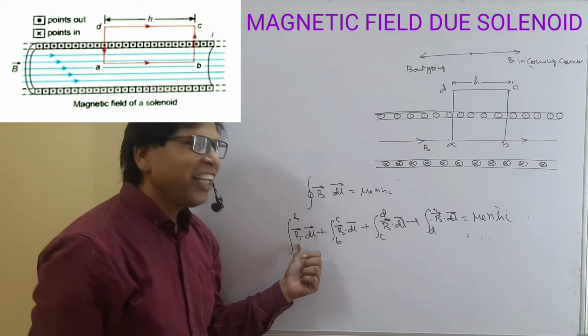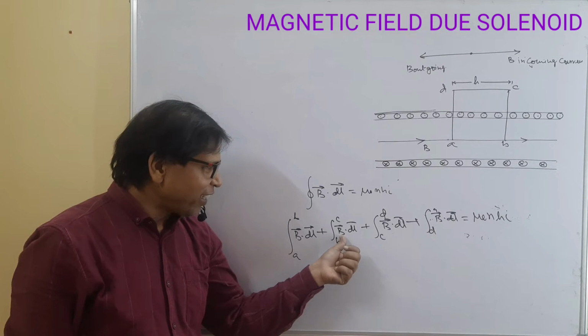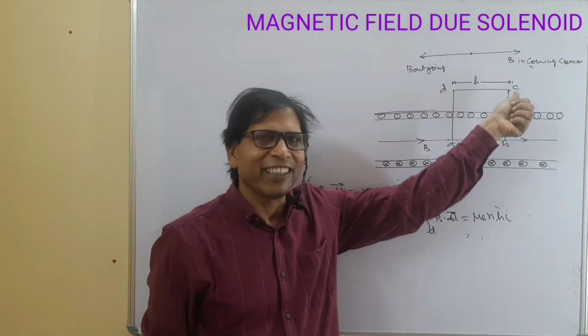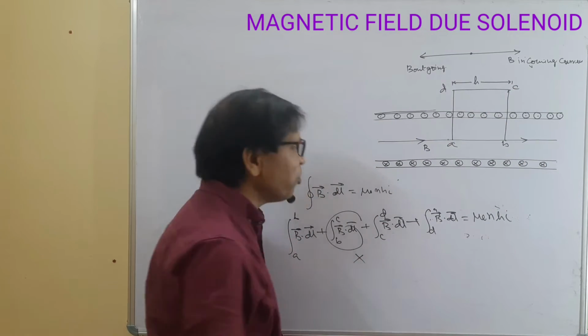Look at this. Here B vector and dl vector are parallel. Here, B vector is in this direction and dl in this direction. So this is 90 degrees, so this becomes 0.